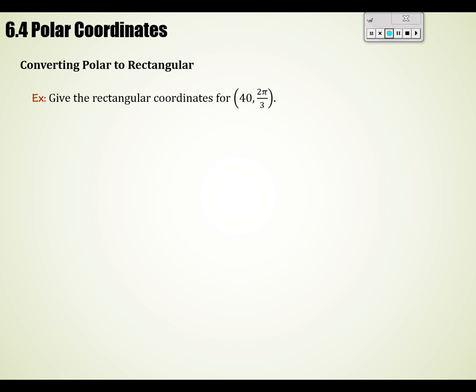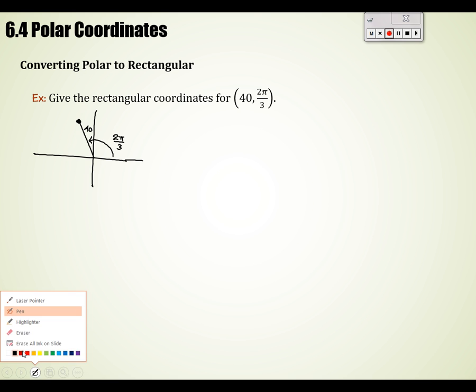Okay, so I'd like to think about giving rectangular coordinates now. Finally, I've given you polar coordinates, and I'd like you to give me rectangular coordinates for this. And how would we do that is the question. First thing I might do is draw a picture, right? Here we are, somewhere up here, 40 units away, 2 pi over 3 radians. All right, so the question is, what are the coordinates? I mean, what are these lengths? X and Y.